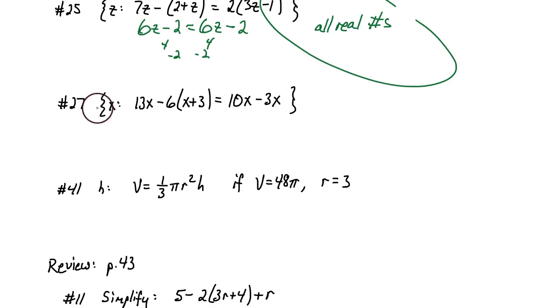Number 27, solve the equation for x. It looks like on the left side, there is some distributive property that can be done. So we have 13x minus 6x minus 18. On the right side, how about combining like terms? 7x. Now let's combine like terms again. 13x subtract 6x is 7x.